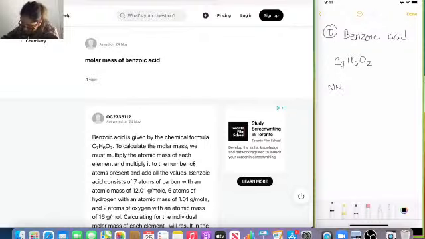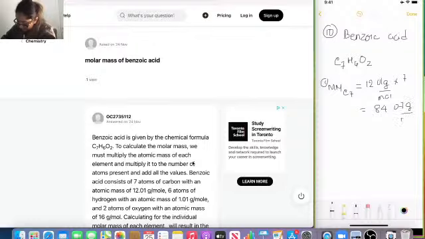So first, let's calculate the molar mass of carbon. So we have 7 carbon atoms here, and so the molar mass of one carbon atom is 12.01 grams per mole. Since we have 7 in this case, we have to multiply this by 7, and so what we have here is 84.07 grams per mole.